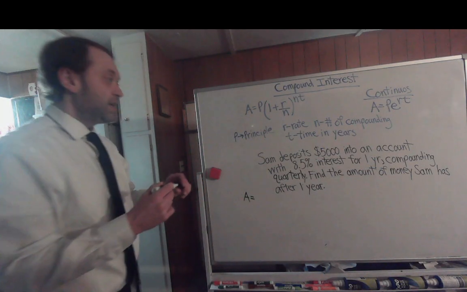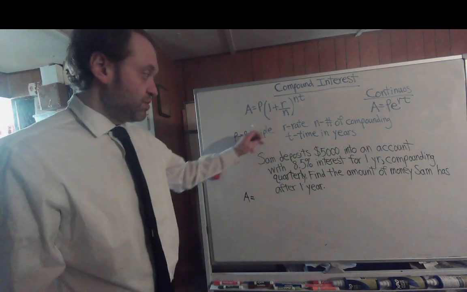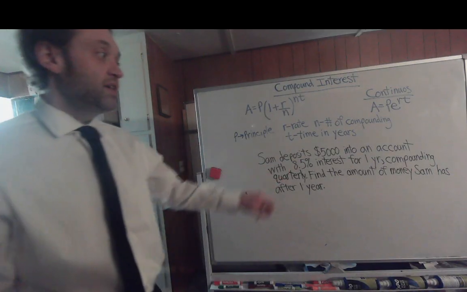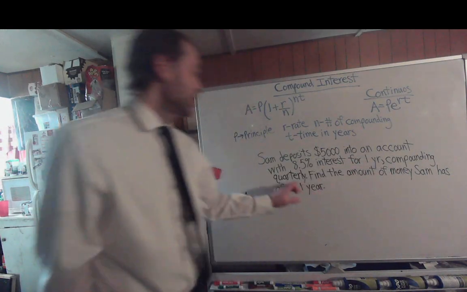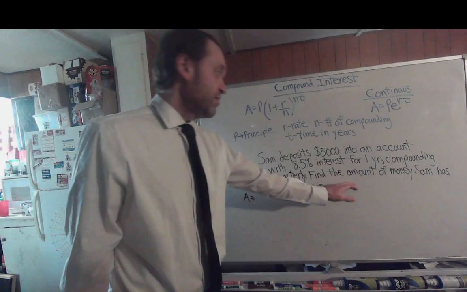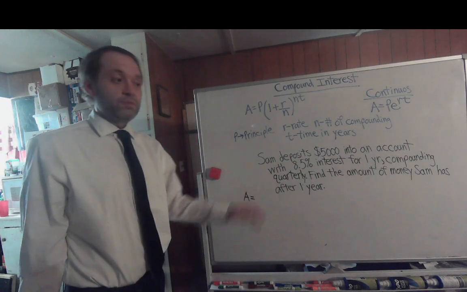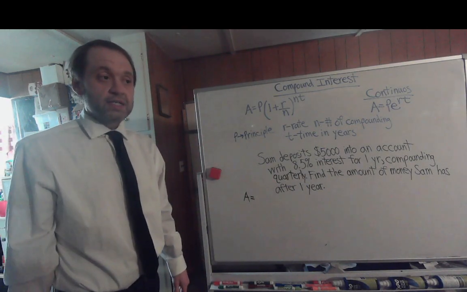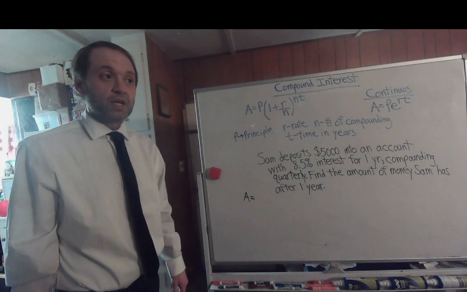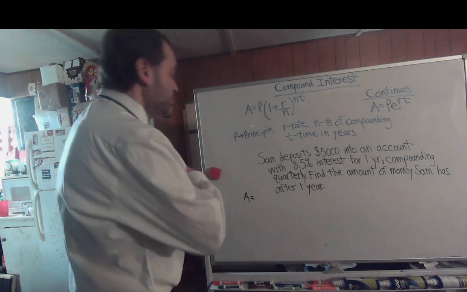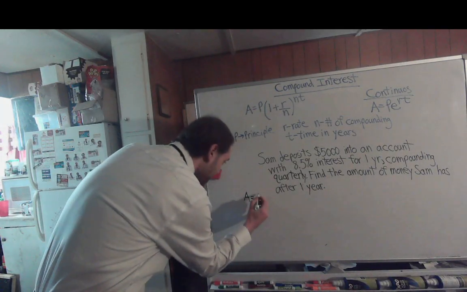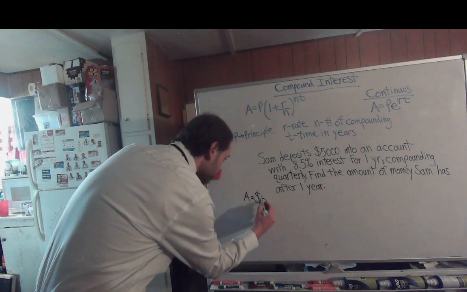So Sam deposits $5,000 into an account with 8.5% interest for 1 year, compounding quarterly. Find the amount of money Sam has after 1 year. So quarterly, there are 4 quarters in a year, right? That would mean every 3 months it's going to compound. So the initial amount, the principal, that hasn't changed. That's still $5,000.